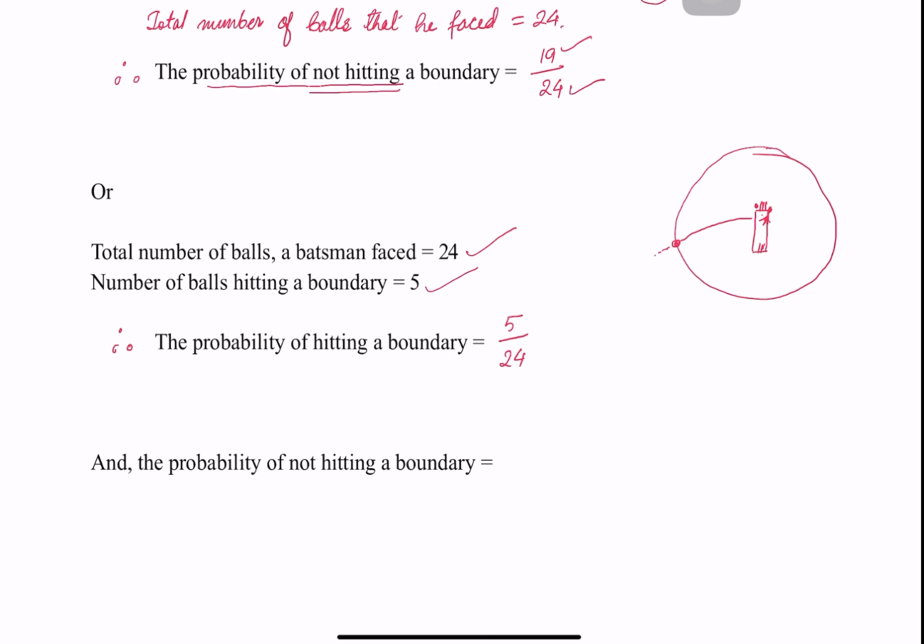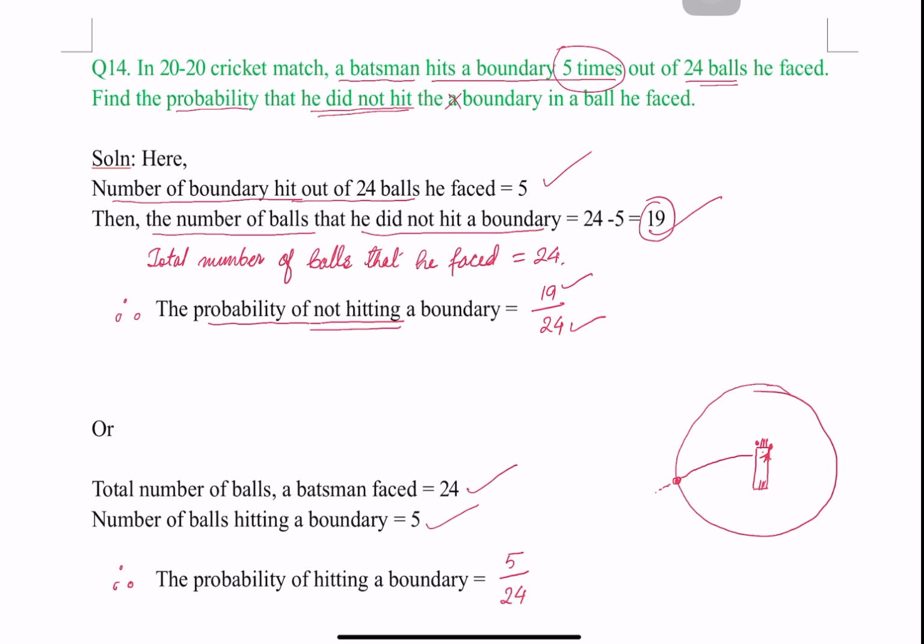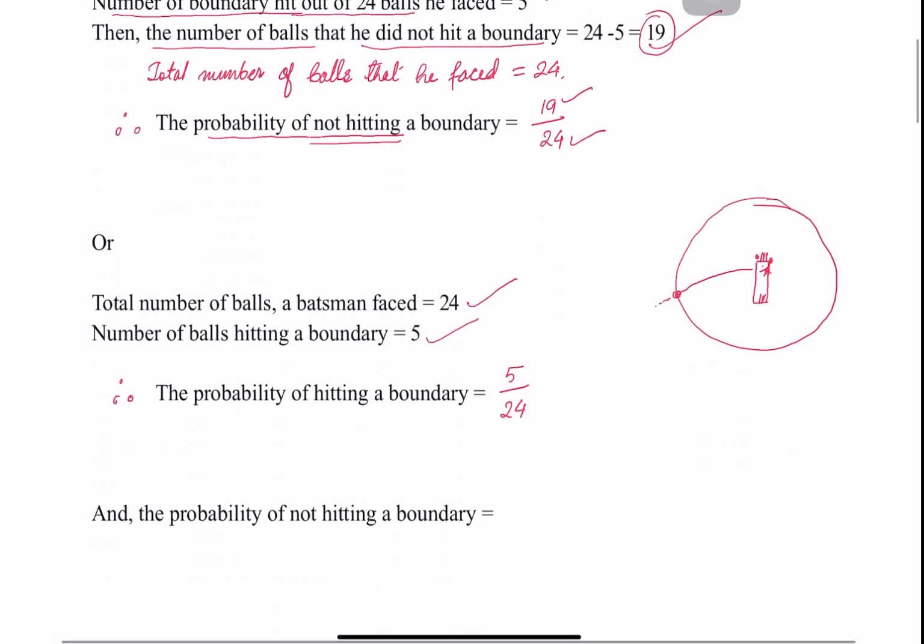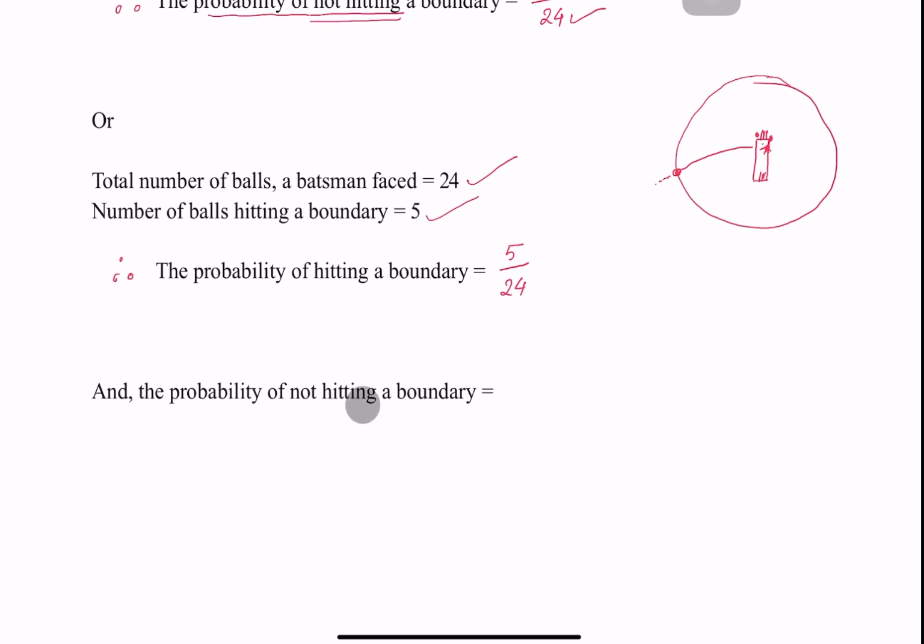Then the question says find the probability that he did not hit the boundary in a ball he faced. That means, let's see the probability of not hitting boundary. We have learned in the first video of probability that P of A plus probability of A bar equals 1. That means here our P of A will be this. Then what will be our P of B? This will be our P of B. This will be our P of A bar. What will be our P of A bar? P of A bar will be not hitting a boundary.